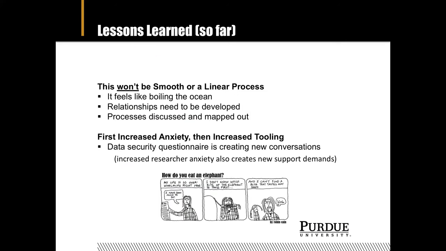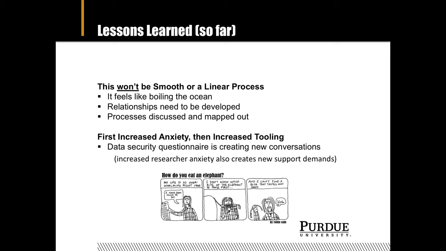So, lessons learned. There's been a lot so far. It certainly isn't a smooth or linear process. It moves in fits and starts. If you look at the whole list of all the things to do, it does feel like boiling the ocean or eating an elephant, depending on your choice of metaphor. We've had to build relationships. We're finding more relationships that we hadn't thought of that we need to develop. We need to discuss processes with lots of people and map them out and get some consensus built on how we're going to fix them.